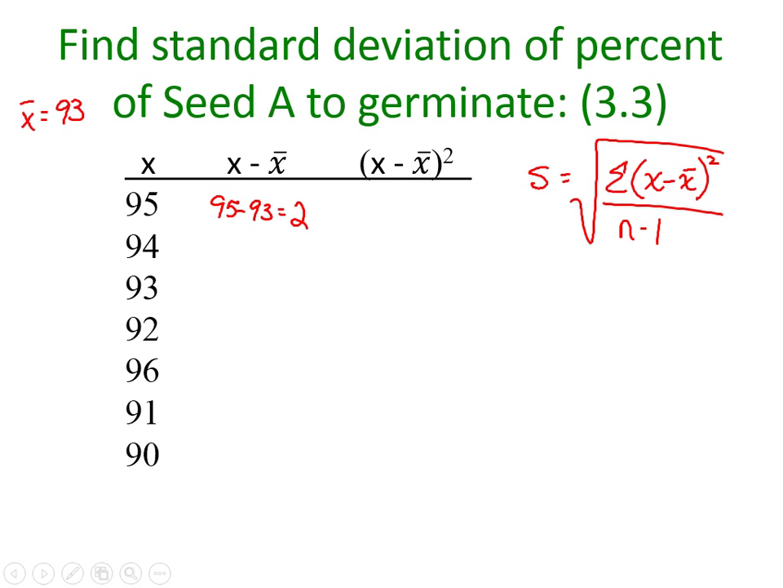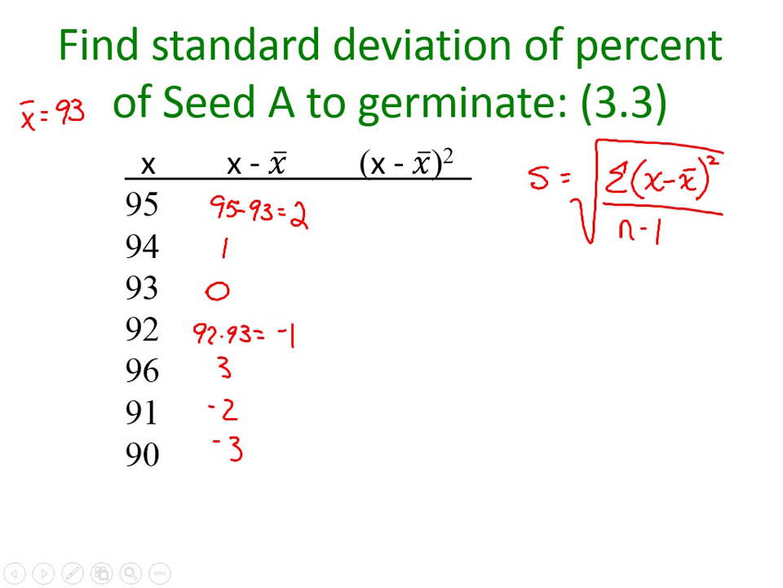94 minus 93, so we'll have the 1. 93 minus 93 is 0. 92 minus 93 is what? Negative 1. Let's just finish that. 96 minus 93 will give us 3. 91 minus 93 will be a negative 2. 90 minus 93 is a negative 3.